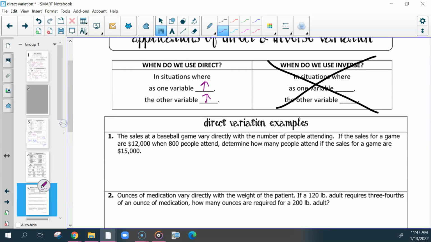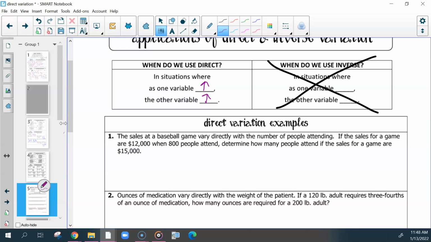Another way to know whether we're using direct or inverse is that it will usually tell you, sorry, my voice cracked. It'll tell you in some sort of wording what exactly you're doing. You should look for something that says like vary directly, varies directly, directly proportional. Something like that will tell you you're using direct variation. And then same with inverse, you'll see something similar.